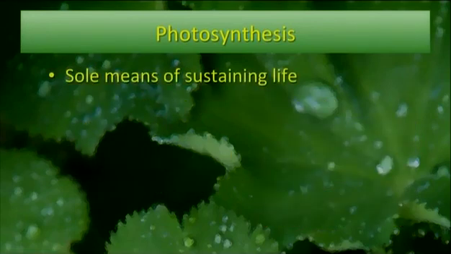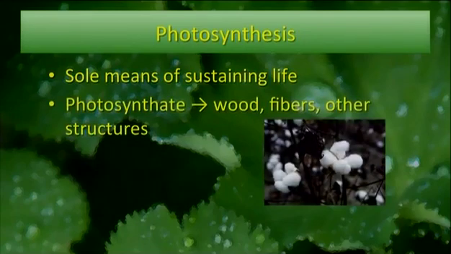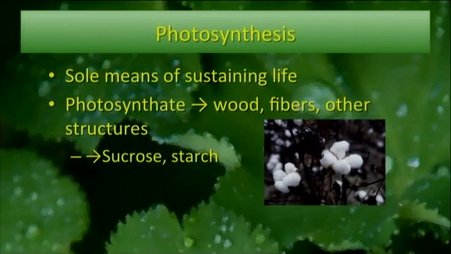Photosynthesis is the sole means of sustaining life. Photosynthesis actually means to make something with light. A photosynthate is the product of photosynthesis. It's used to make wood for the plant, fibers in the plant, and other structures in the plant. It also goes into making sucrose, which is the form of sugar that's moved in the plant from one place to another, and starch, which is a storage product of plants. It also goes into making amino acids, which are the units that form proteins.